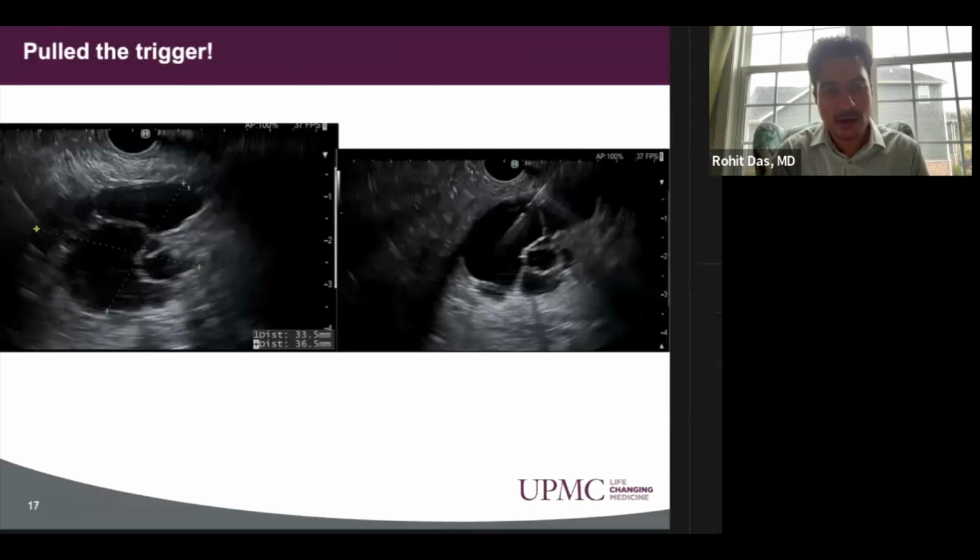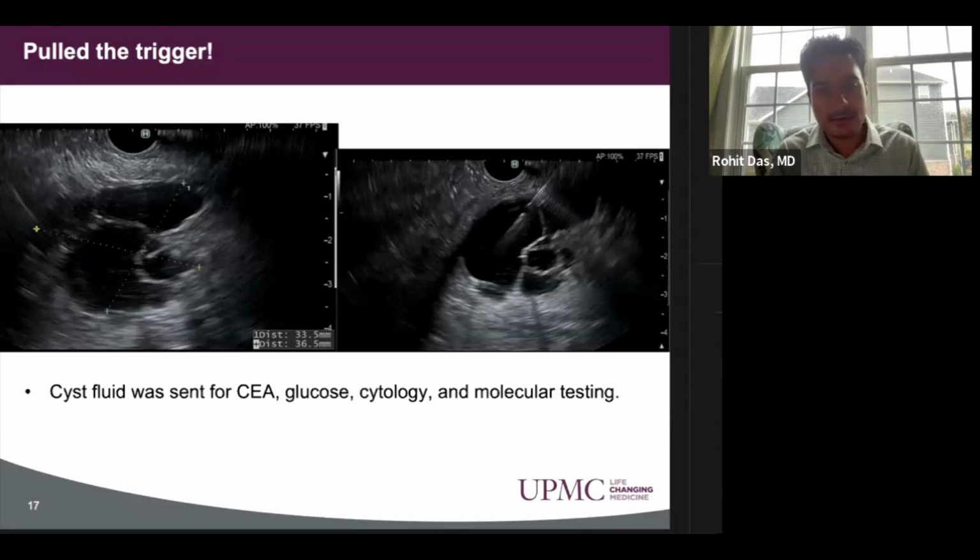On the EUS image on the left, you can see that the cyst was at least 36 millimeters in maximal cross-sectional diameter. It had a septated appearance, but otherwise no solid lesion, no mural nodule, and no dilation of the main pancreatic duct on her complete EUS exam. I did decide to perform fine needle aspiration. That's shown on the picture to the right. You can see the needle within the cyst. And we collected some mucin-containing fluid and sent that fluid for the following tests: CEA, glucose, cytology, and molecular testing.